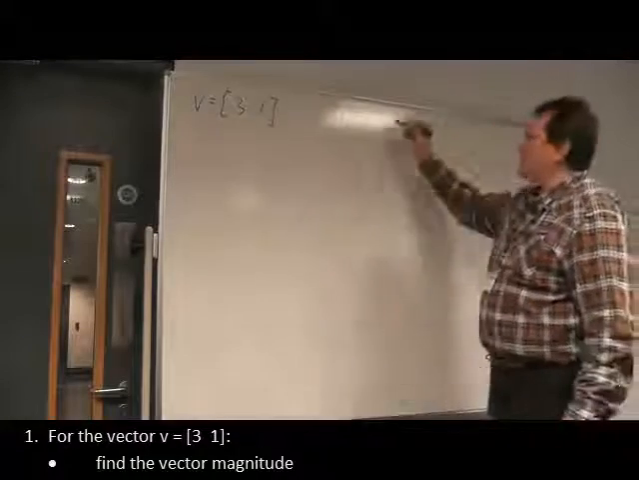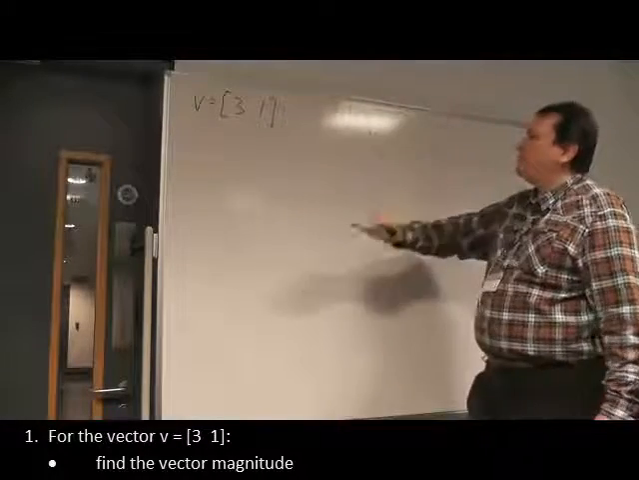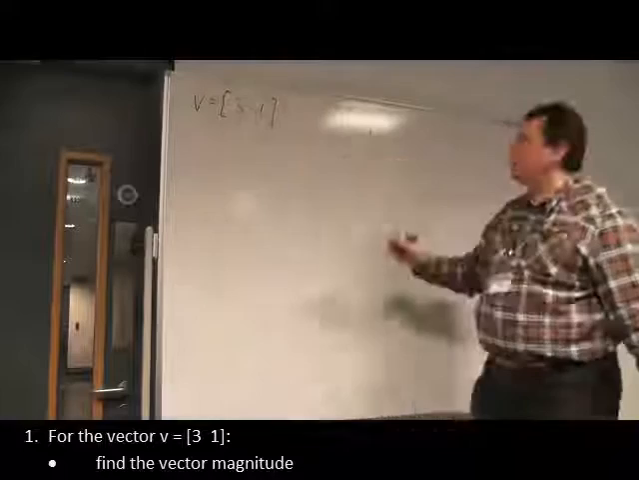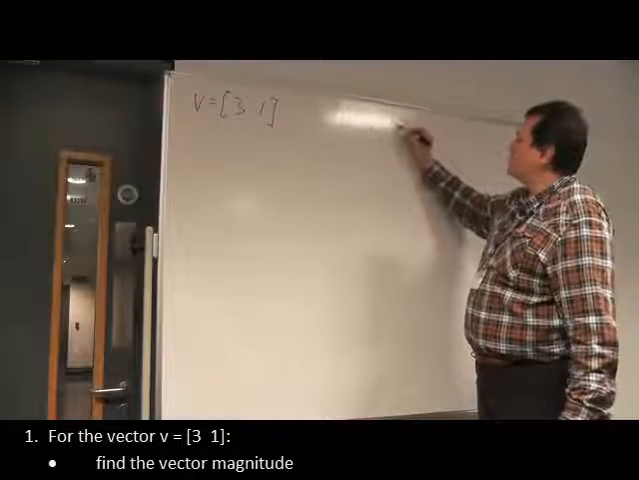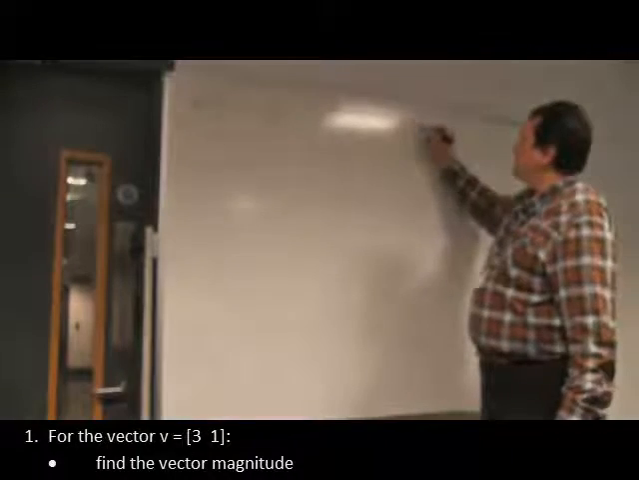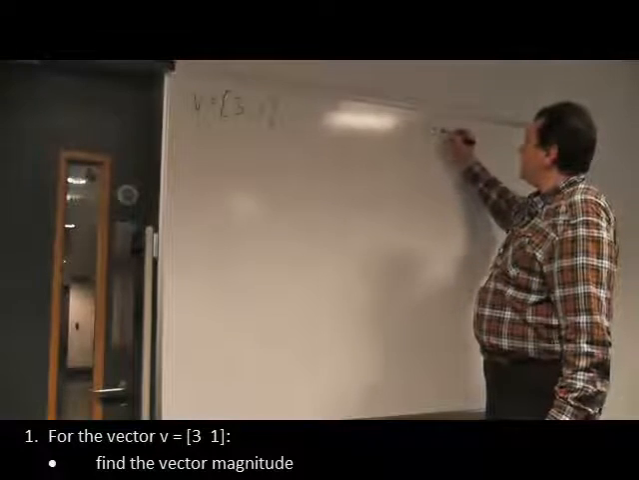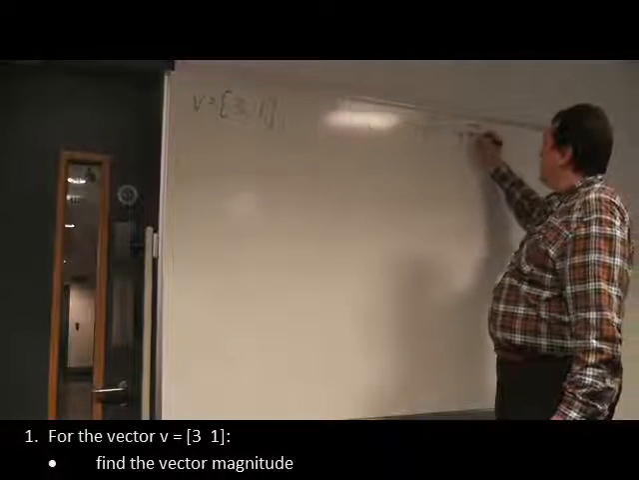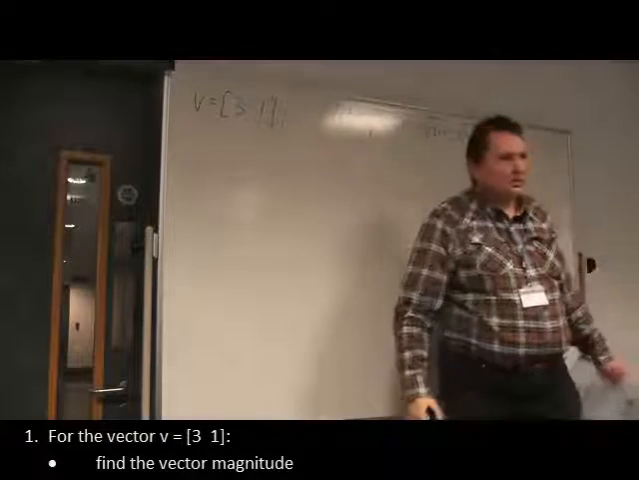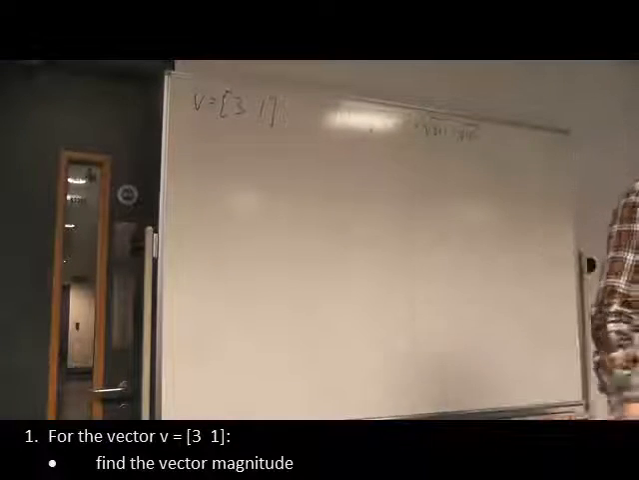Magnitude is, of course, a square root of both parts of this vector squared. 3 squared plus 1 squared, so it's square root of 9 plus 1, so it's square root of 10. So we have one thing done.